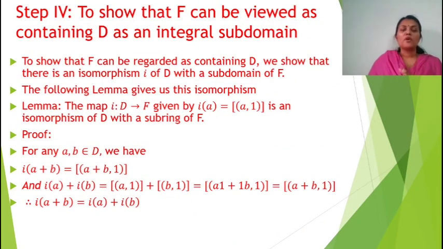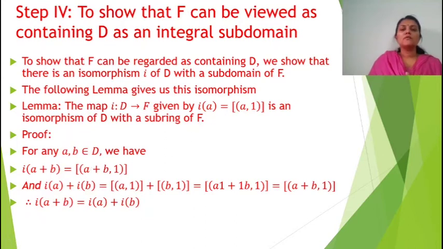Now in step 4 we have to show that F can be viewed as containing D as an integral subdomain. F is a field, and F can be viewed as containing D as an integral subdomain. So to show that F can be regarded as containing D, we show that there is an isomorphism i of D with a subdomain of F. For that we have a lemma. The map i from D to F given by i(a) = (a,1) is an isomorphism of D with a subring of F. So we have to show that this is an isomorphism.